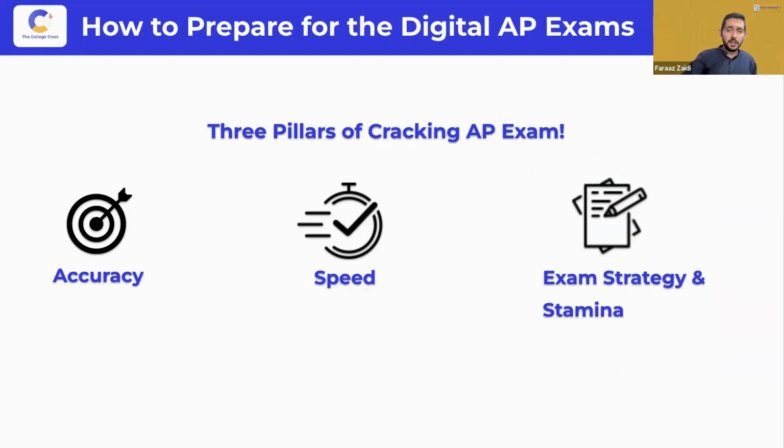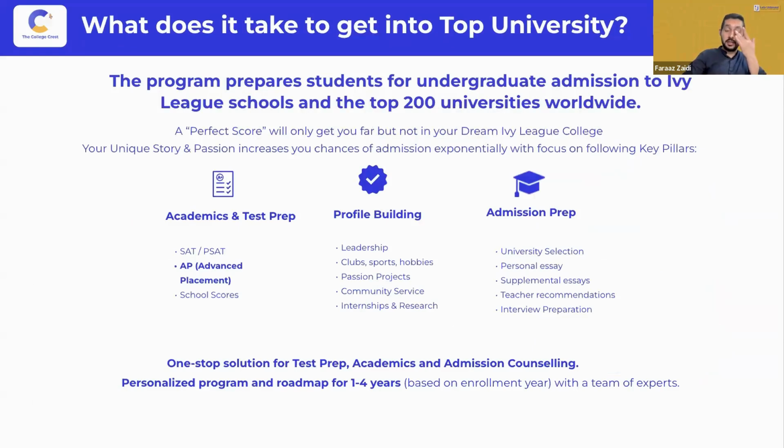Now, what does it take to get into a top university? So these are the three pillars that we largely work across on, where the first pillar being your academic and test prep, moving on to profile building and your admission prep itself.